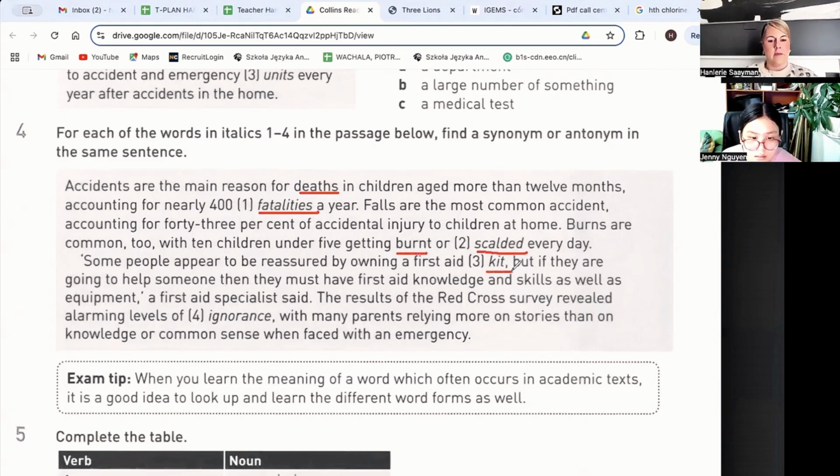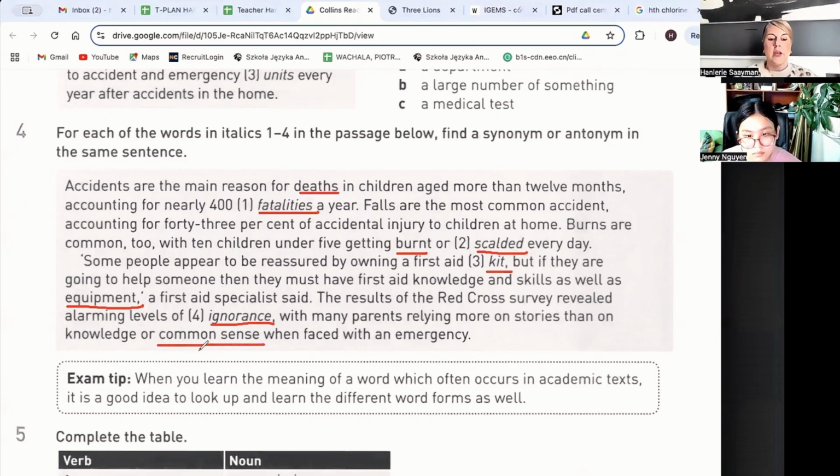First aid kit, then equipment. Equipment, yes. Ignorance. Opposite of ignorance. Common sense. Common sense. Well done, Jenny.